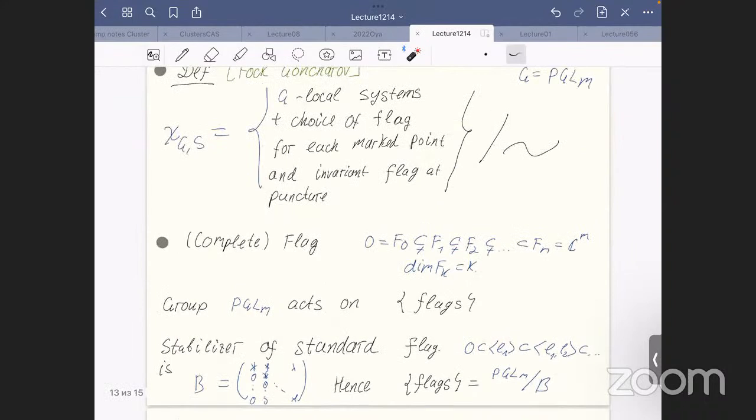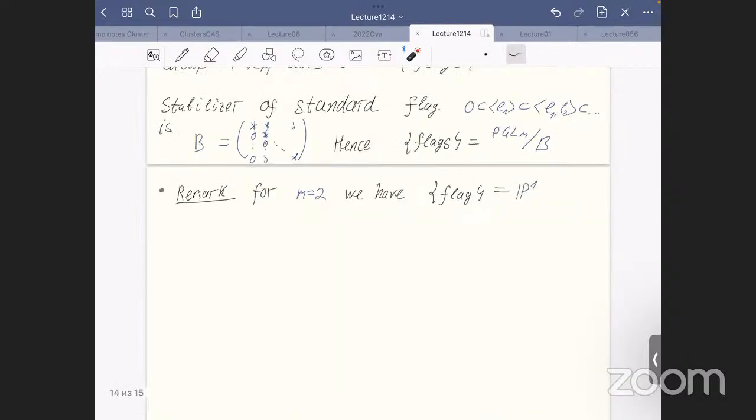Okay, this is what a flag is, but you can ask, flag where? Here I defined the flag just in the vector space Cm. Do I assume that we have the same Cm for each point? Actually not. Actually, this is a flag inside of the vector bundle which corresponds to this local system, for any marked point or puncture P.